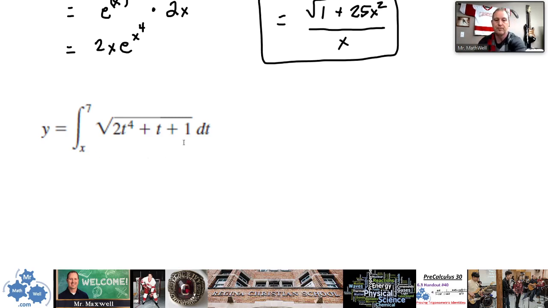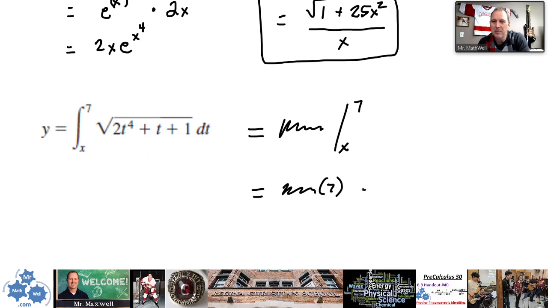Now, if we were to evaluate this integral, you would have the integral, whatever the integral is here, evaluated from x to 7. And the evaluation of that would be the integral with 7 in it minus the integral with the x in it, right?